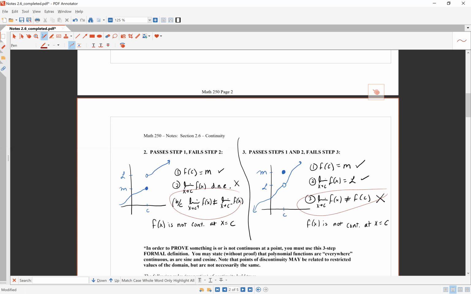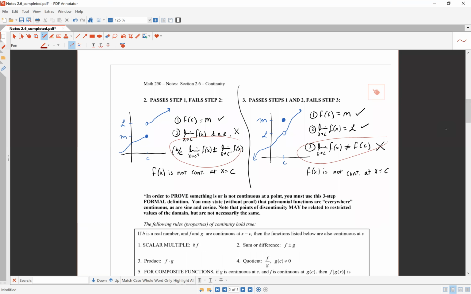f of c just isn't defined. That's the case here. The limit as x goes to c doesn't exist, right? It exists as we go from the left or the right, but those limits aren't the same from the left and the right. And the limit as x goes to c exists, but is not equal to f of c.